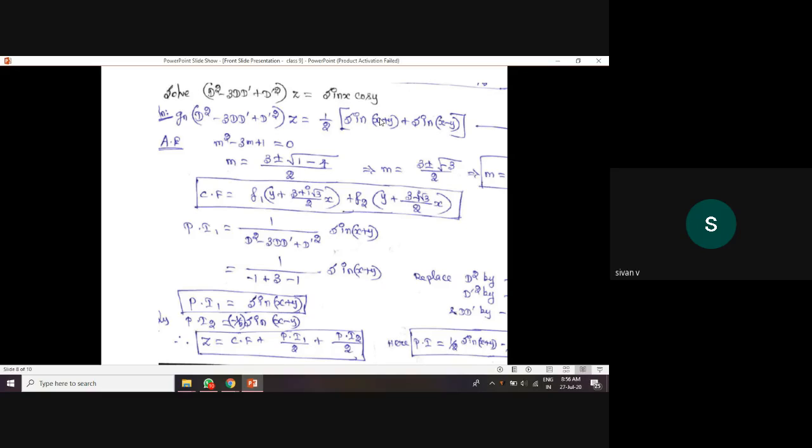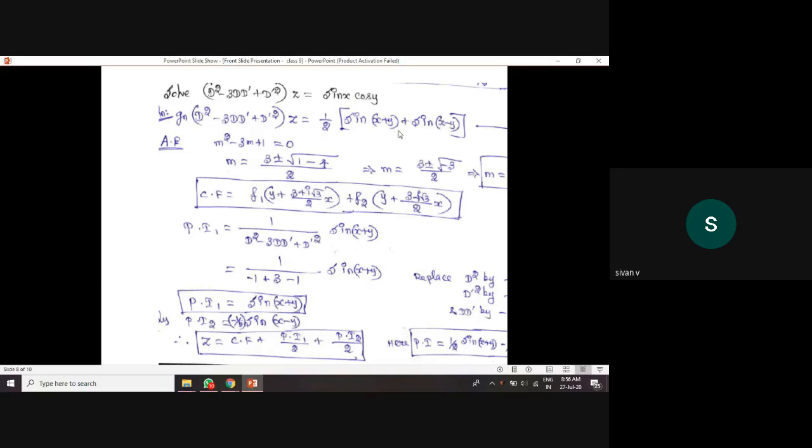These are the products. This product is converted into sum or difference. First step, we are converting this product into a sum, so half of sine of (x plus y) plus sine of (x minus y). This is the given problem: D square minus 3 D D dash plus D dash square of z equal to half of sine of (x plus y) plus sine of (x minus y).